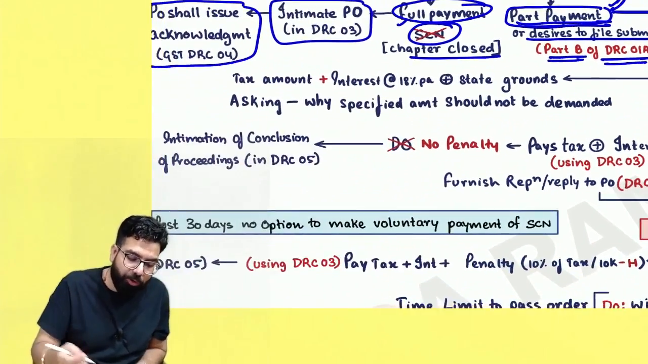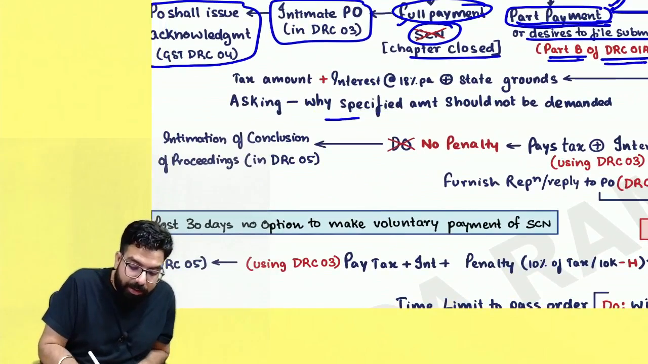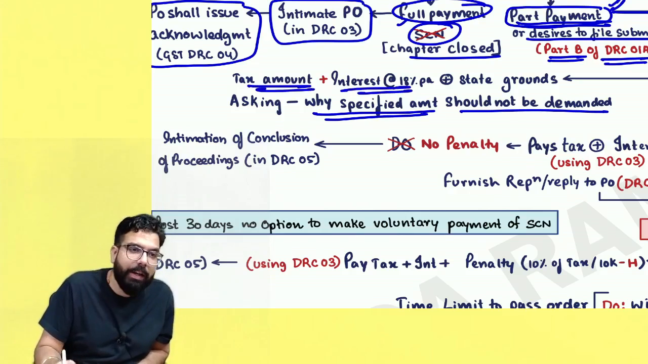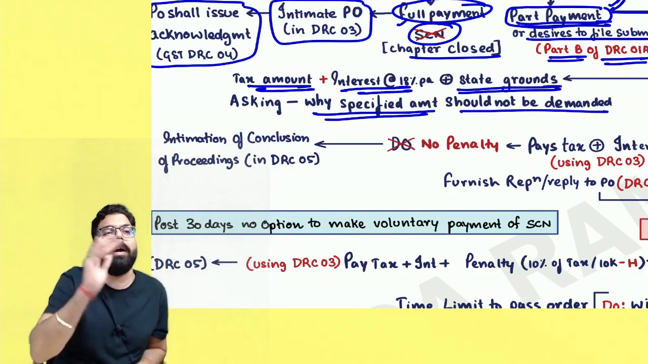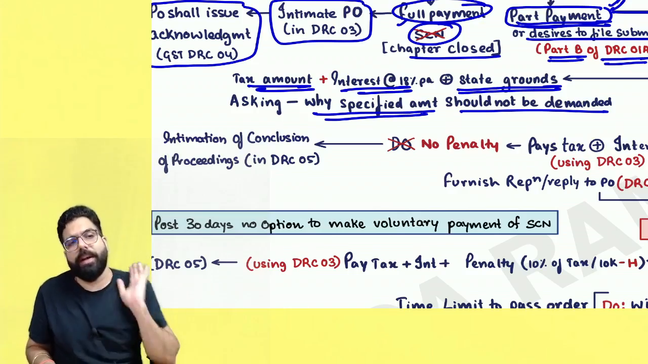Okay, everyone. Sir, what is the show cause notice? Show cause notice will basically tell you, show me the cause why the specified amount should not be demanded. Basically, the tax, interest at the rate of 18%, and also he will state the grounds why he wants to raise a demand order against you.